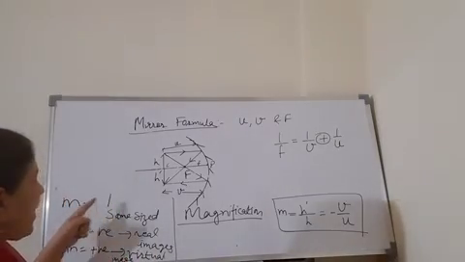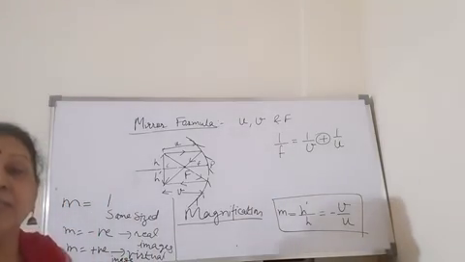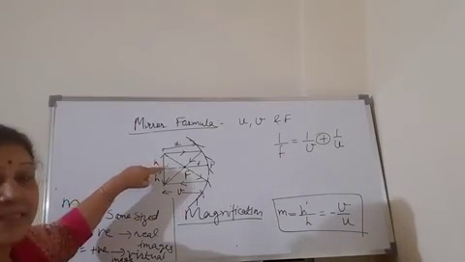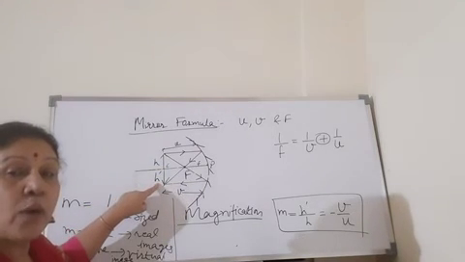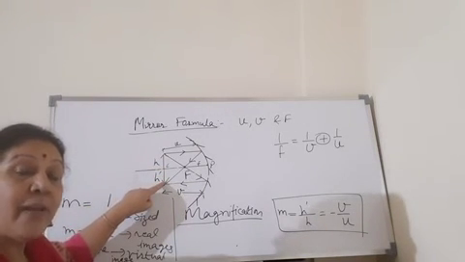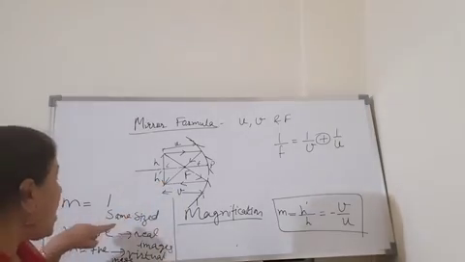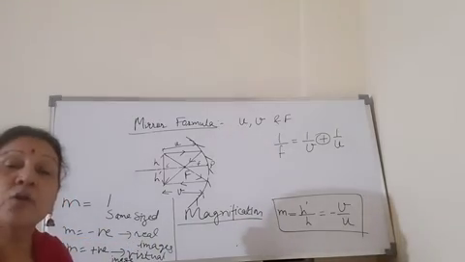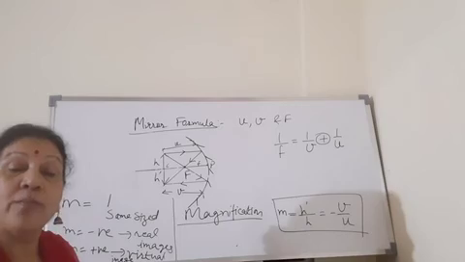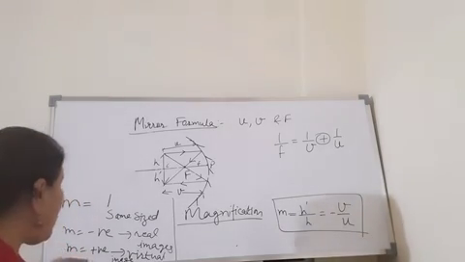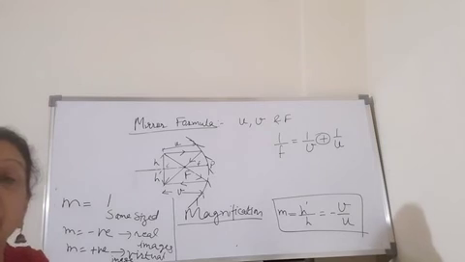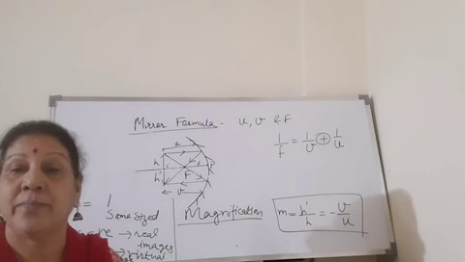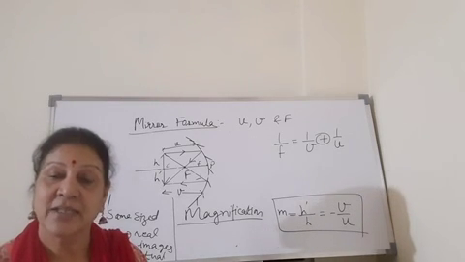Then I told you that if m comes out to be 1, it means the image is of the same size. Like in this particular case, when the object is at C, the image is the same size, so m is 1. But it is real and inverted, so m will be minus 1. So m equal to 1 means same size image. When m comes out to be negative, that means the image formed is a real and inverted image. When m comes out to be positive, it tells us that the image formed is virtual and erect. So this is all about what we have discussed today.